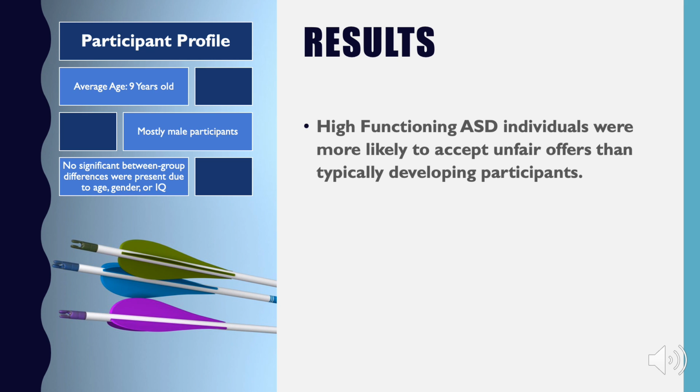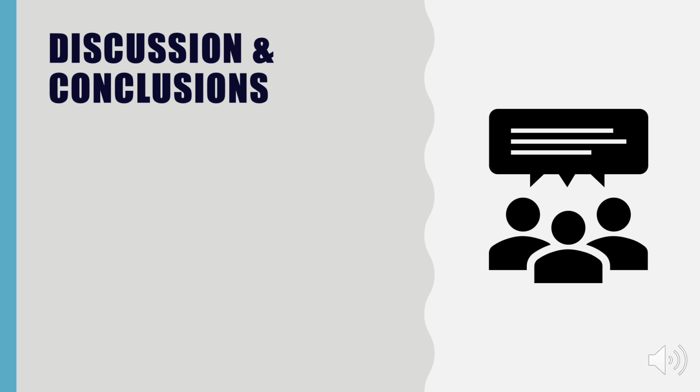The most important result that came out of this study is that high-functioning autism spectrum disorder individuals were more likely to accept unfair offers than typically developing participants. There were a lot of other results that supported this.